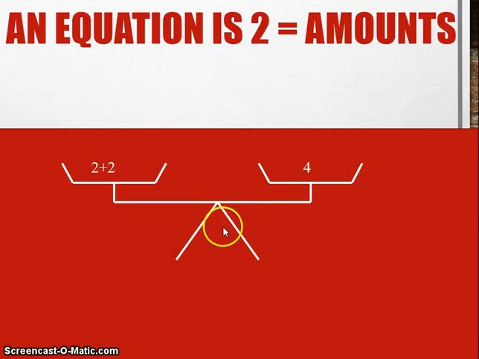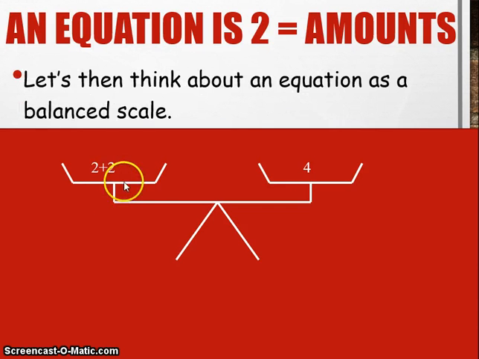Now, I want you to think about an equation as two equal amounts that we just talked about. And here you see that problem that I talked about from kindergarten, 2 plus 2 equals 4. I want you to think about this equation as being a balanced scale. Now I want you to think about this. If I would add 2 to this side, would the two sides still be equal?